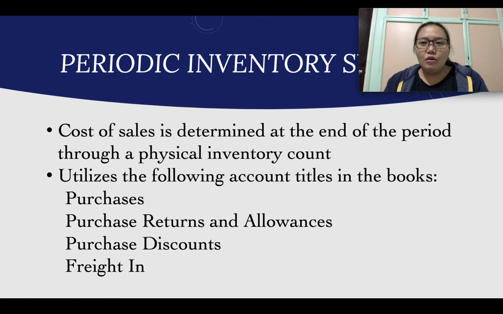Most of the time, diba? Companies using the periodic inventory system are companies who sell large volume of products, who have very large volume of inventories with a relatively low sales value. Okay, so later on I will show you the proforma journal entries, but just the same, because we do not update our records real time as far as selling of the goods is concerned, our cost of sales is only determined at the end of the period through a physical inventory count.